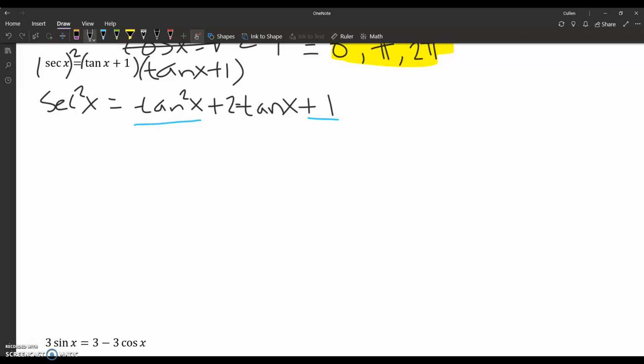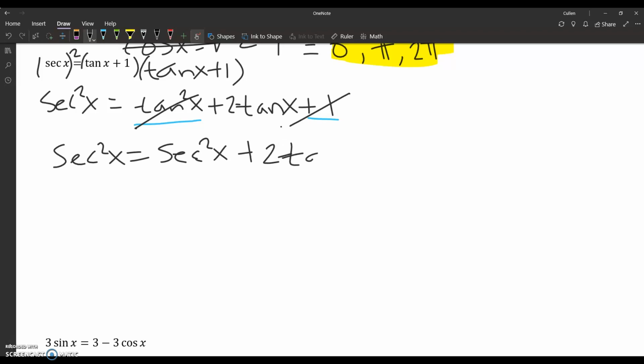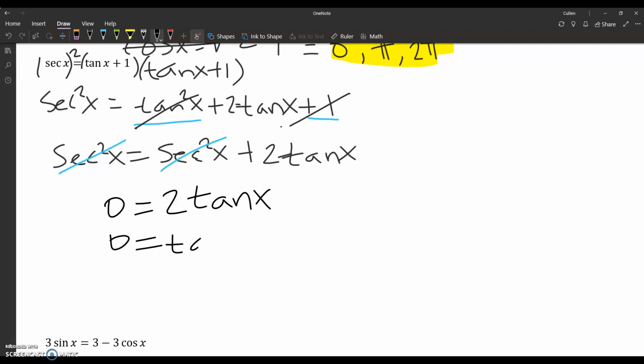And if you remember that Pythagorean identity, again, bringing the stuff we've been doing this chapter into it, tangent squared plus 1 is secant squared. So I'm going to get secant squared x and cancel those two out, plus the 2 tangent x. And then you can subtract the 2 secant squareds from both sides and cancel them out. So what that's going to do is leave you with 0 equals 2 tangent x. And then you want to divide both sides by 2, which you can do. So 0 equals tangent x.